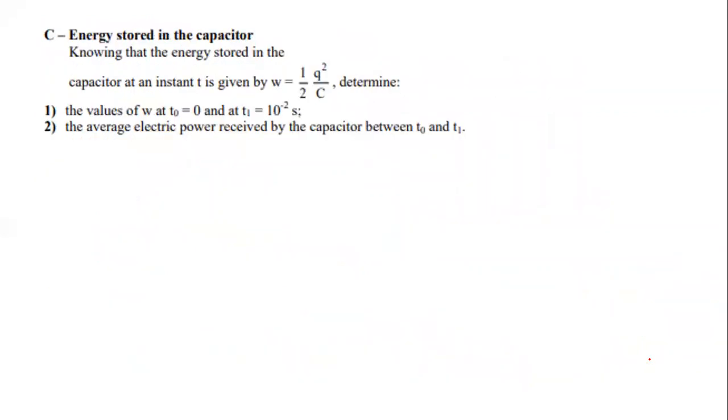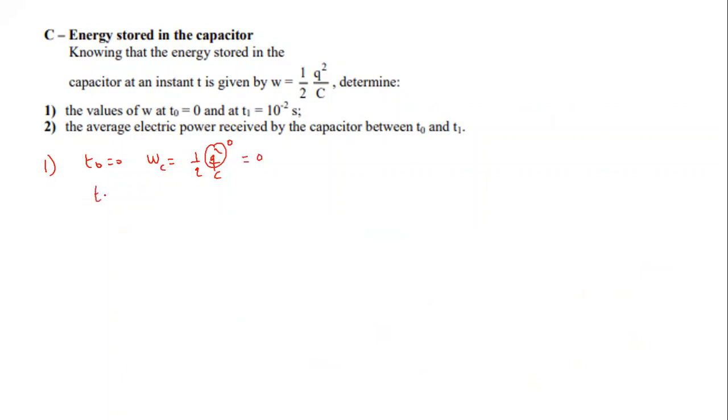Energy stored in the capacitor. Knowing that the energy stored is of the form half Q square over C, determine the value of W at T0 equals 0. So at T0 equals 0, we have W equal to half Q square over C, but Q is equal to 0, so it's 0.